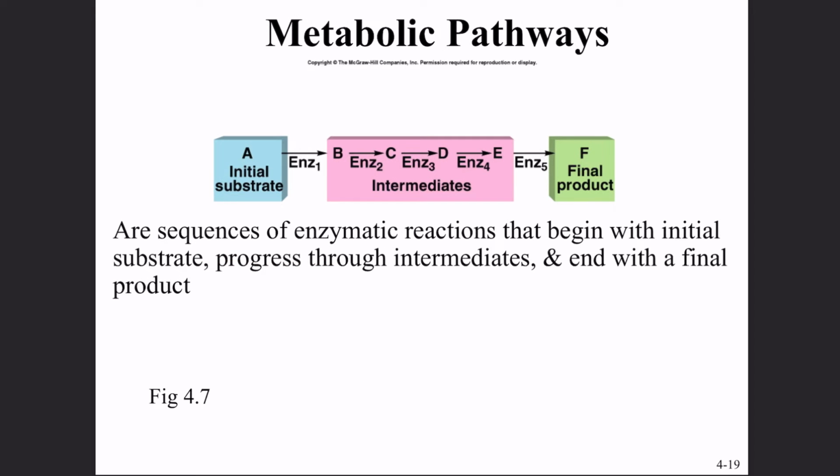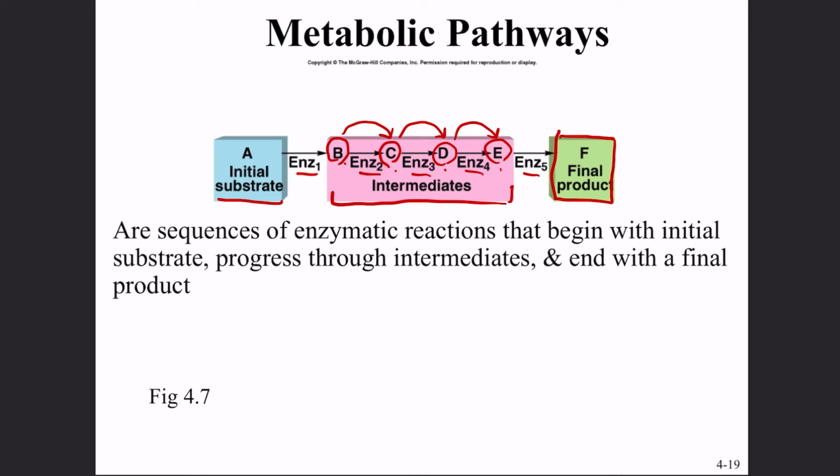Metabolic pathways are pathway reactions that require multiple enzymes, and the product of one reaction is actually going to be the substrate of another, and that is going to occur in a stepwise fashion. And each product or substrate here, these are called intermediates, but these are required for the final product to be produced. So all of these are required for this initial substrate to be produced into this final product.